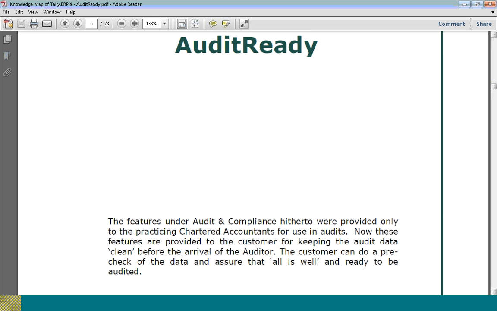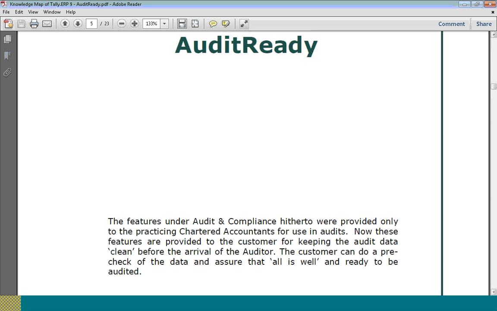As you are aware, we are gathered here to discuss the topic Audit Ready in Tally.ERP 9. So let us have brief information about what this Audit Ready is and how Tally helps to make the data audit ready by the business owners who are maintaining the data in the Tally application. Right? So here we have a brief information.